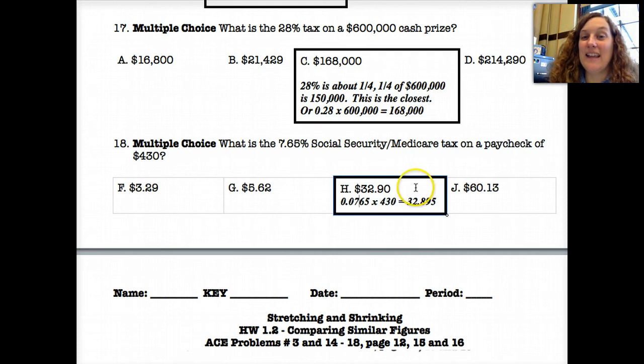So that's homework 1.2. It was just reviewing how to use the rubber band method and some quick percent and sales tax. See you in class.